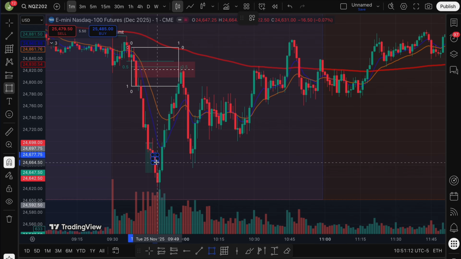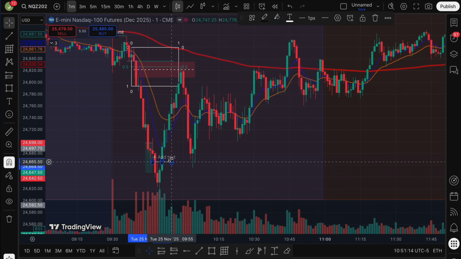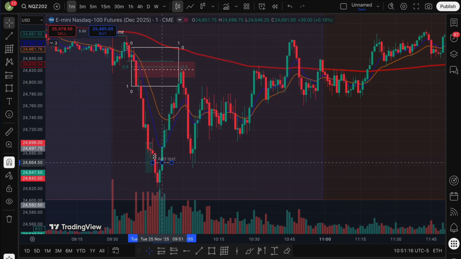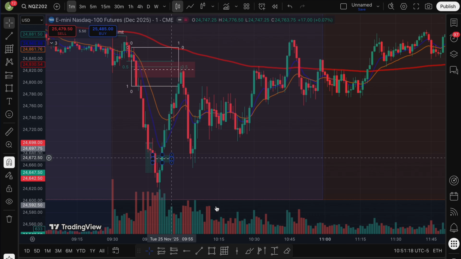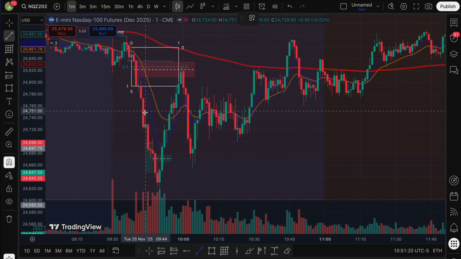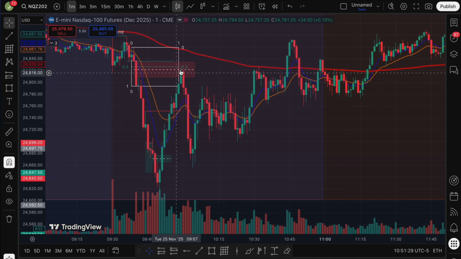We can see that we have an inverse fair value gap right here. Or if you want, you can see a break of structure right here. This is on a 1 minute too. See, break of structure. This is a high, and a higher high was created. Actually, right here, a candle formed, officially breaking the high of this candle right here.